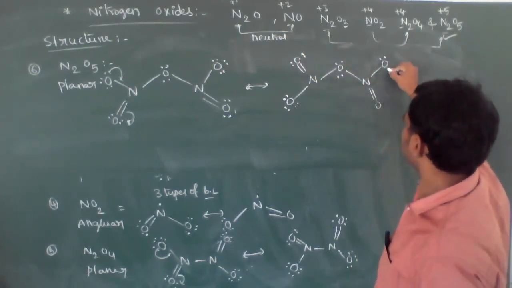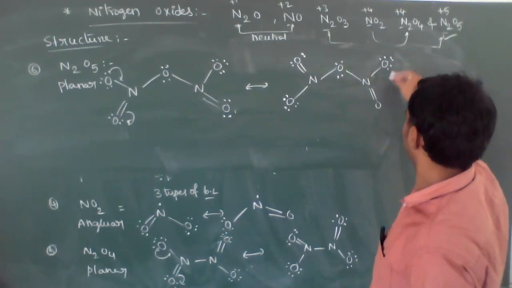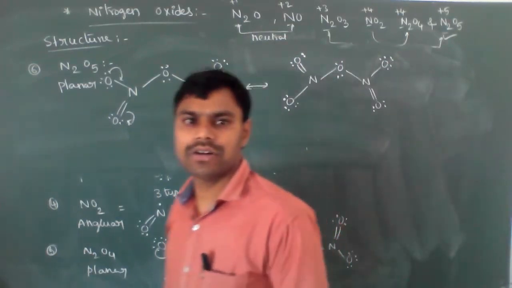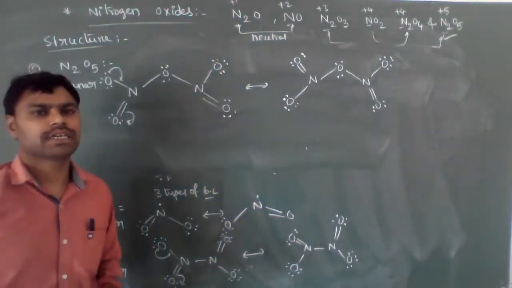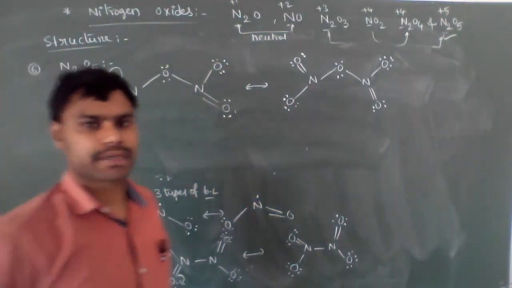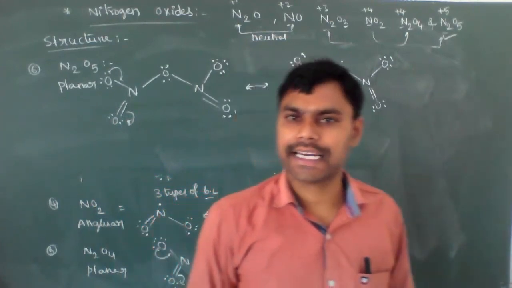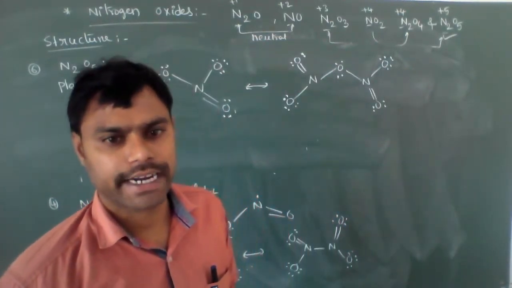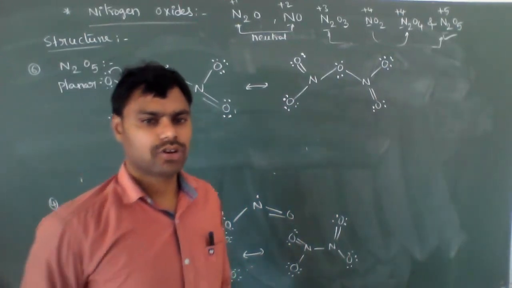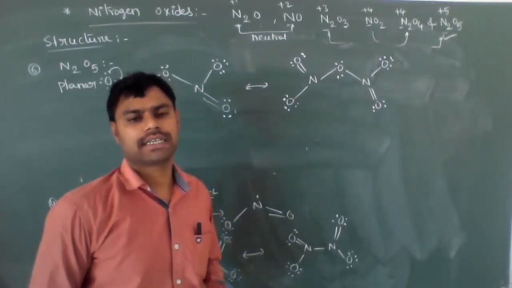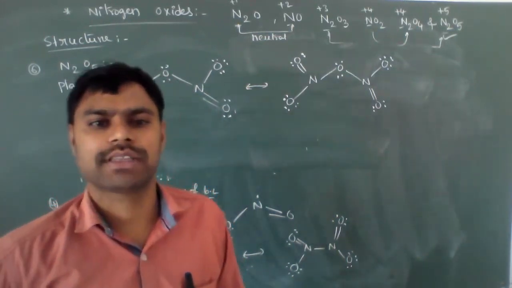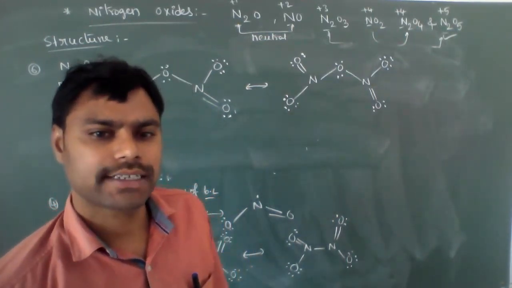These are the Lewis dot structures now. So this is the structure of N2O5. So this is about nitrogen oxides, preparation methods, properties and structures. Okay, next class we will discuss nitrogen oxyacids. Among the nitrogen oxyacids, the most important one is nitric acid. HNO3 preparation methods and properties we will discuss.